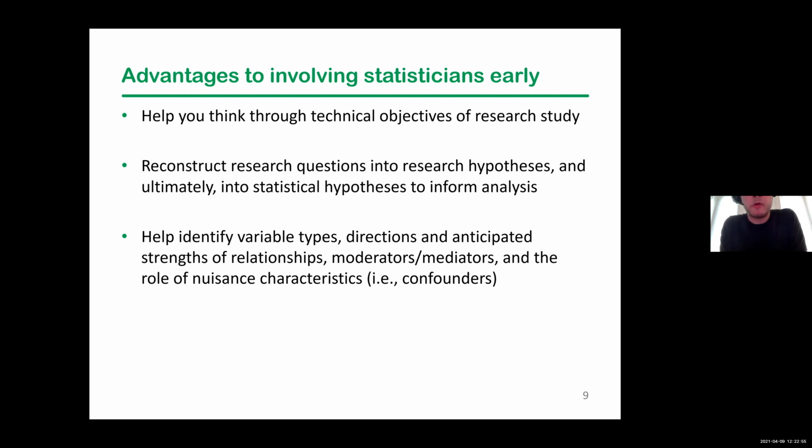Something else we can do is help you identify your variable types, and the directions and anticipated strengths of your relationships. All of these stat jargon words here, mediators, moderators, confounders, all these things can really blow your experiment up if you're not thinking about them. We can help you think through that and make sure that our analysis adjusts for confounders, stratifies on moderators, or accounts for mediators. We're there to help you make sure that at the end of the day, whatever conclusions you make about your exposures and your outcomes are not terribly confounded or biased in some way by other characteristics we may not have thought of.